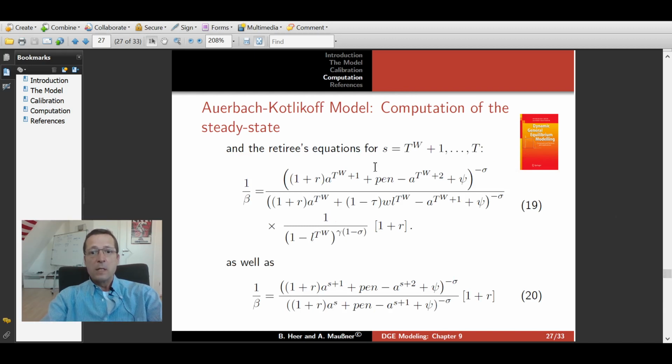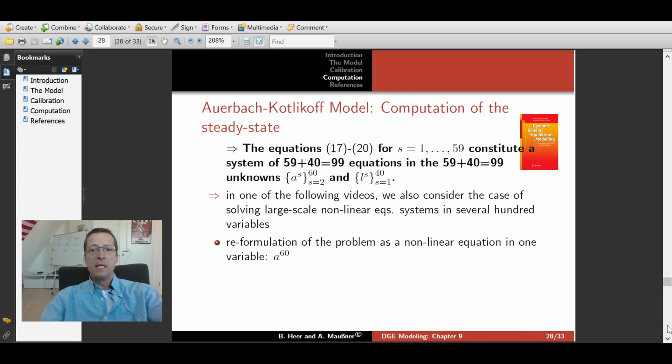here we have the Euler equation for the 40-year-old and for the retired person, equations 19 and 20. And we also have 99 unknowns, which are the individual wealth level, AS, and the individual labor supply, LS, for the 2 to 60-year-old and the 1 to 40-year-old. Remember that the wealth of the newborn, A1, is 0, so the newborn, the 1-year-old, is born without any wealth.